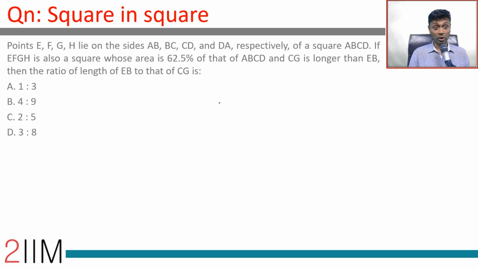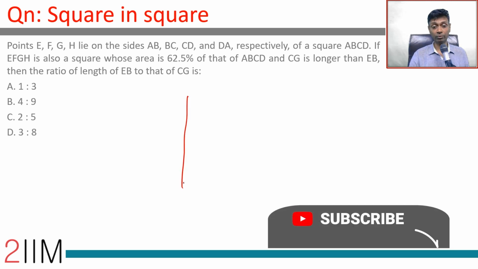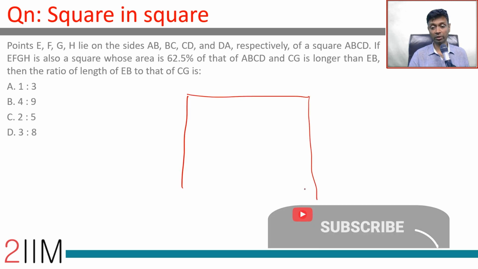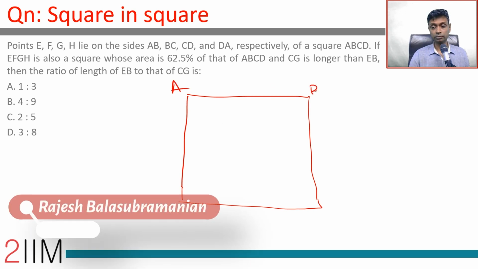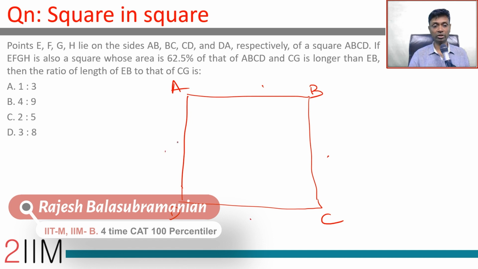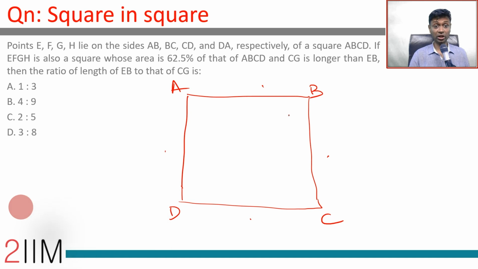Square and square is actually a wonderful question. Points E, F, G, and H lie on the sides of AB, BC, CD, and DA respectively of a square ABCD. So I love questions involving squares. I'm going to draw the square ABCD. E, F, G, H lie on these sides. EFGH is also a square whose area is 62.5% of that of ABCD. And CG is longer than EB.